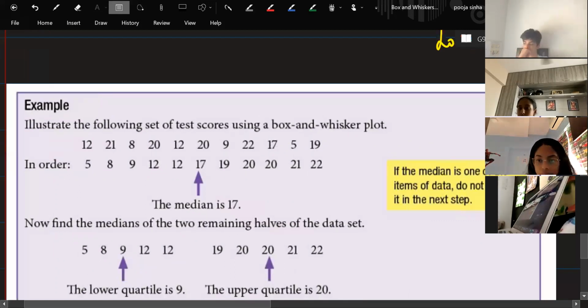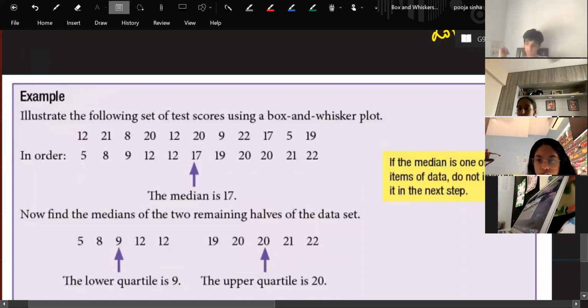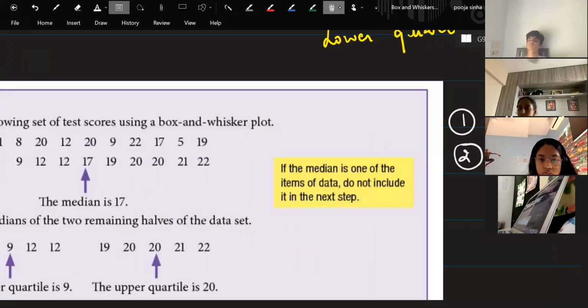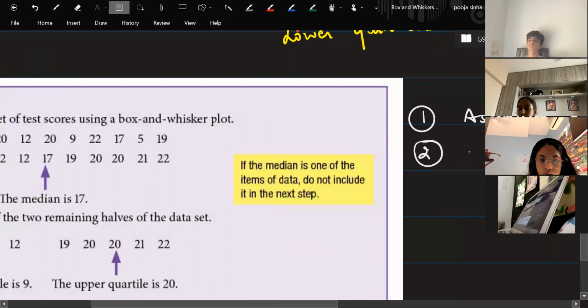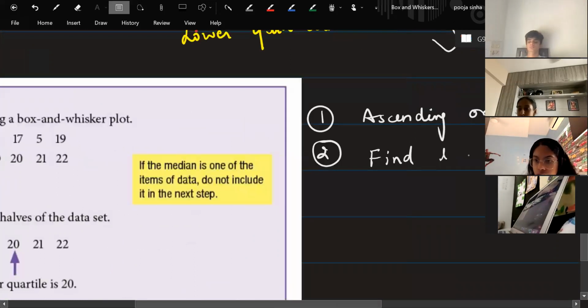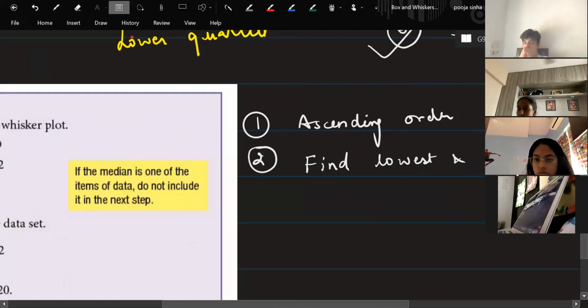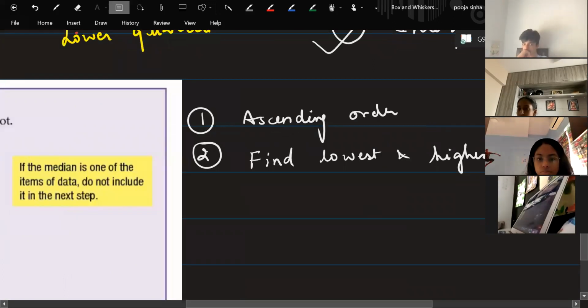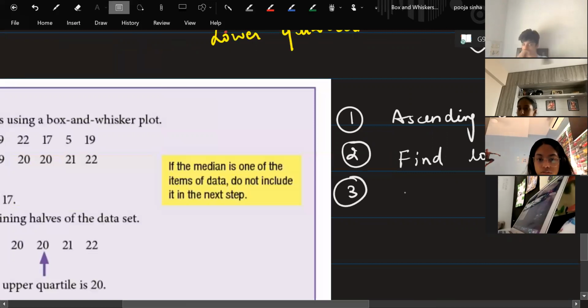After putting in ascending order, it's very easy for me to find the minimum and the maximum value, highest value, least and the most highest value. So next I will just figure out, just by investigation, a step 2 can be done. Find lowest and highest values. Step 2 is clear? Easy. For step 3, we will now find out the median.